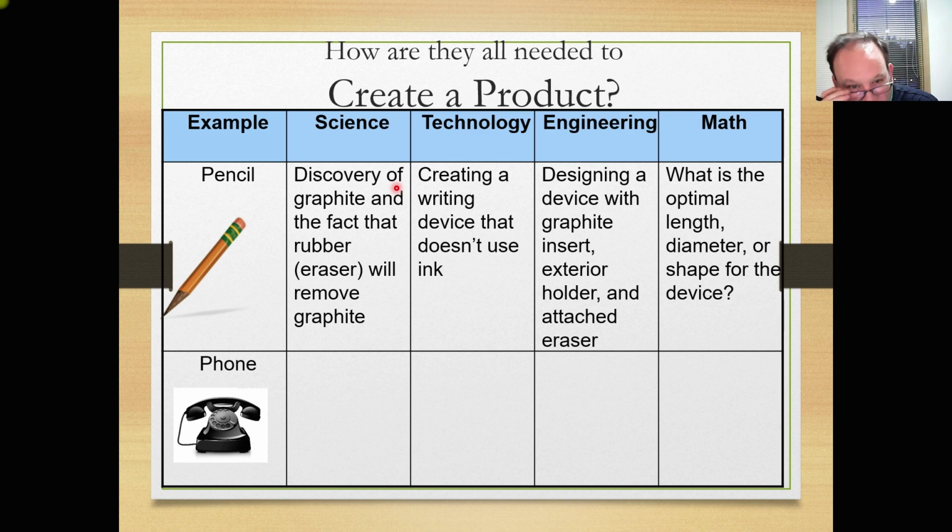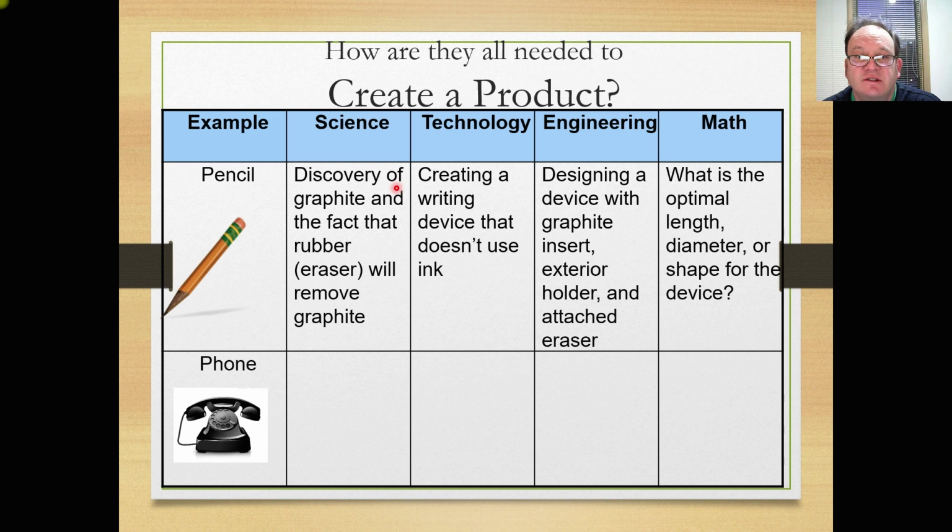So along came scientists, and they discovered something really cool, that graphite, not lead, we call it lead, but it's really graphite. Lead's poisonous. They found out that graphite would write and would make a mark, and you could use a rubber eraser to remove the graphite. Oh my gosh, that was life-changing for people back then.